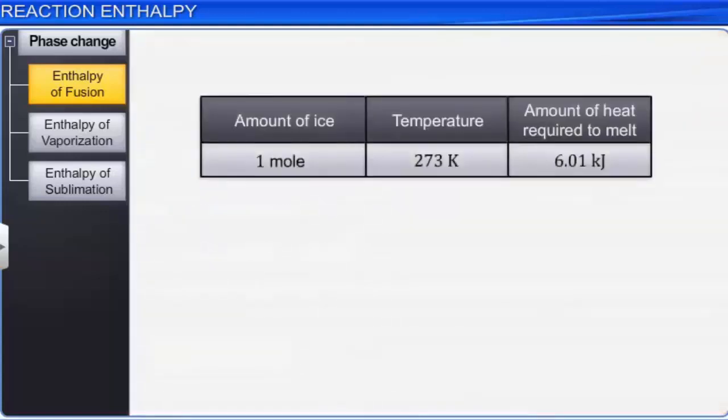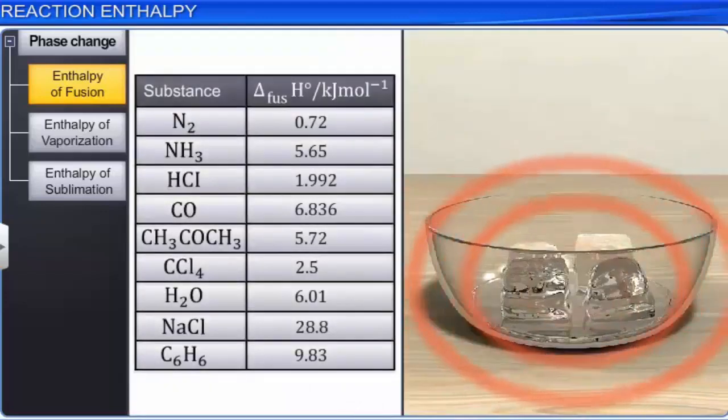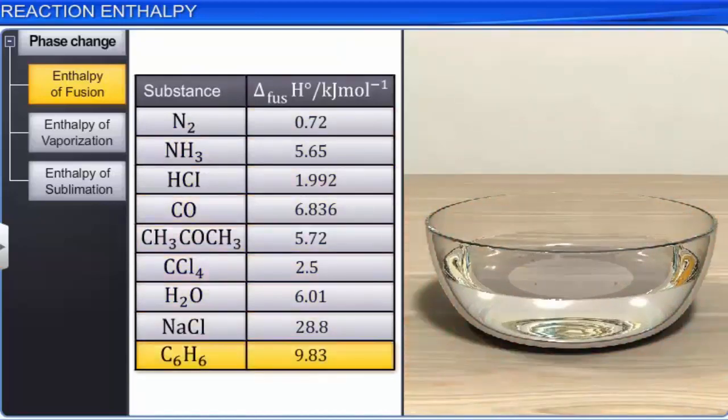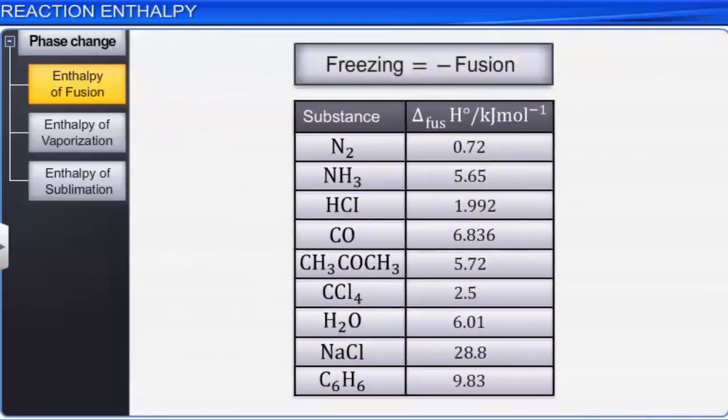For example, the amount of heat required to melt 1 mole of ice at 273 Kelvin is 6 kilojoules. Thus, we can say that the molar enthalpy of fusion of ice is +6 kilojoules per mole. As the melting of a solid is an endothermic process, all enthalpies of fusion are positive. We know that freezing is the reverse of fusion. Thus, the enthalpy of freezing, also known as enthalpy of solidification, is the same as enthalpy of fusion, except that it has the opposite sign, that is, a negative sign.